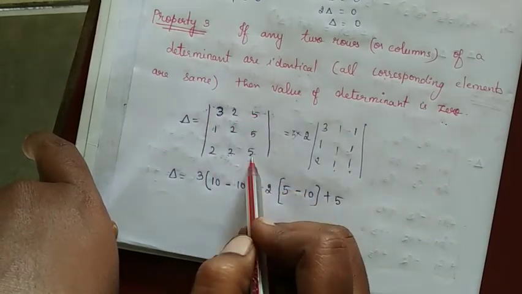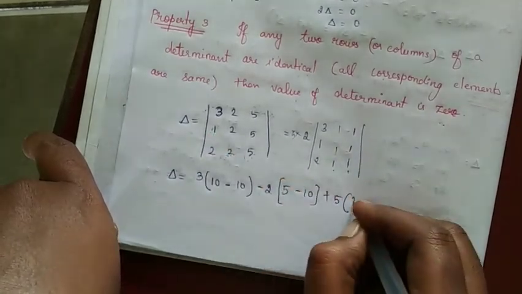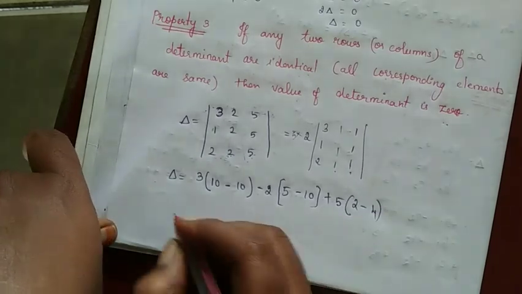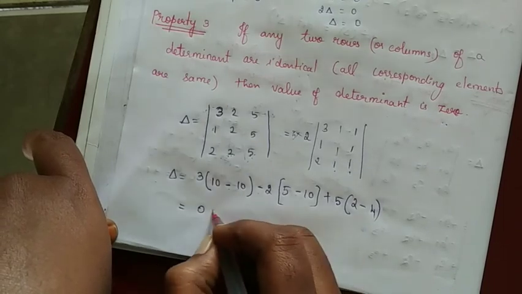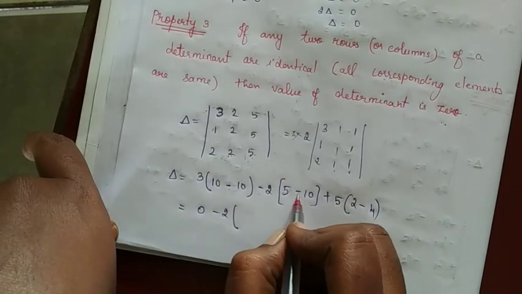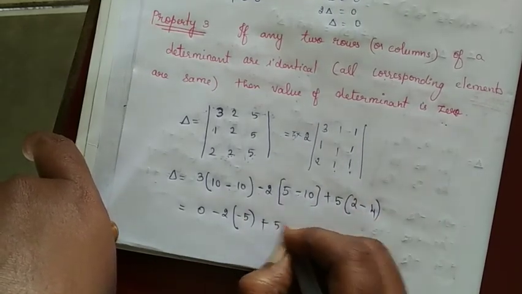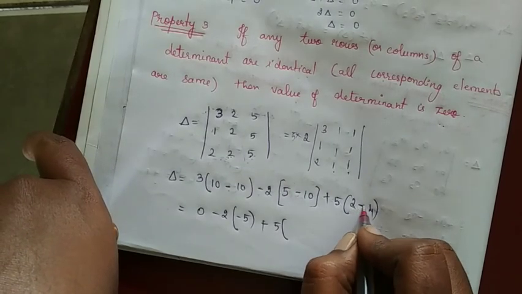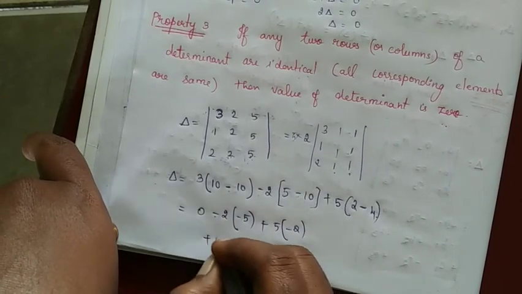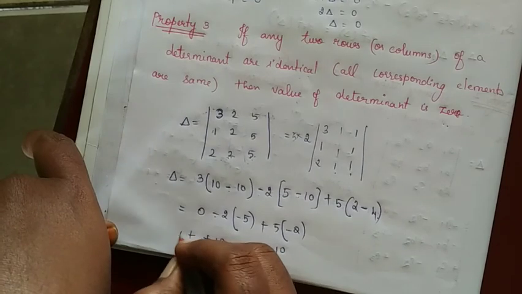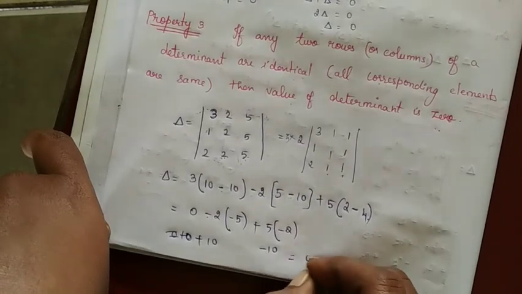Now this row and this column we have to leave. This alone we have to take. Now multiply this. 1 into 2 is 2 minus 2 into 2 is 4. Now this is equal to 10 minus 10, 0. So 3 into 0 is 0. Next minus 2 of 5 minus 10. So that becomes minus 5. Now plus 5 here, 2 minus 4, that is minus 2. So this becomes minus 10. Minus into minus, plus 10. Plus 10 minus 10 plus 0. So everything will get cancelled here. So this value is equal to 0.